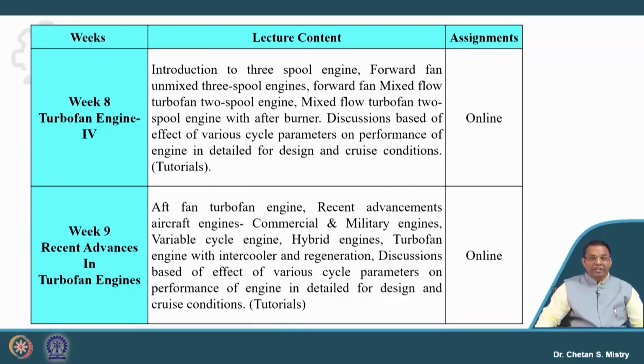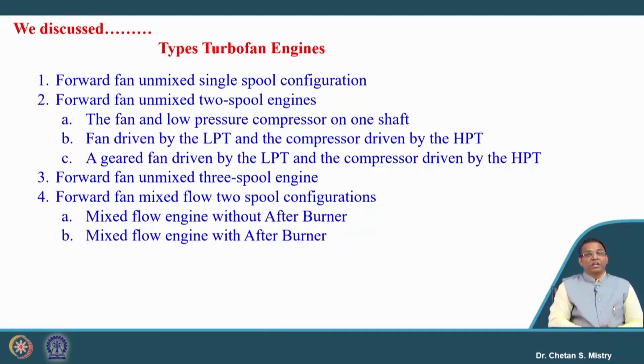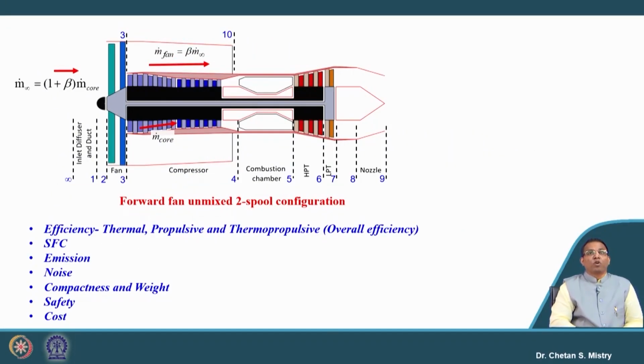So, let us start. These are the engines we have already discussed, which include the single spool configuration, the 2-spool configuration, and the 3-spool configuration with the forward fan. We have discussed the forward fan mixed flow configuration, without afterburner and with afterburner, and we found it has application for special military purposes. So, let us move ahead with what we know.